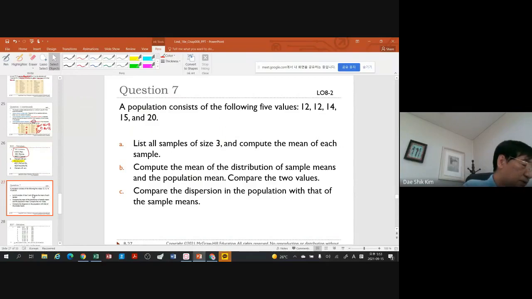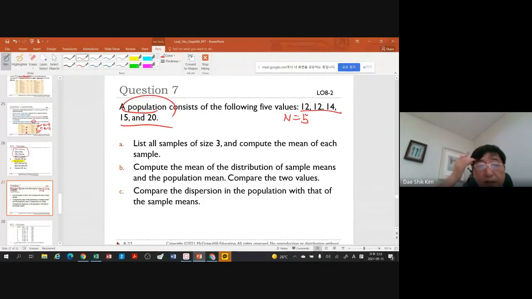The textbook question 7 is: a population consists of 5 values, 12, 12, 14, 15, 20. That's a total of 5, this is the population size, capital N is 5. This is the population, not a sample. List all samples of size 3. Compute the mean of each one, and calculate the mean of the distribution of sample means.